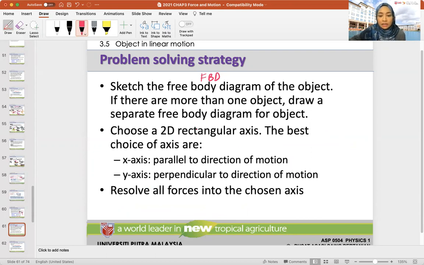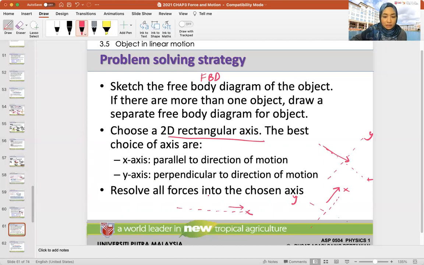Choose a 2D rectangular axis. What did I talk about? Wherever the motion is. Kalau motion kita macam ni, this is our x and this is our y. Kalau motion macam ni, dia ke atas, this is our x, this is our y. What if motion kita ke sini, macam ni, this is our x, this is our y. Always look at your motion, the x-axis will be parallel to the motion and perpendicular to the y.